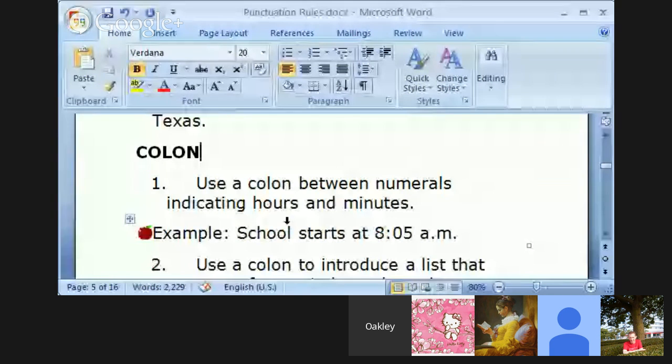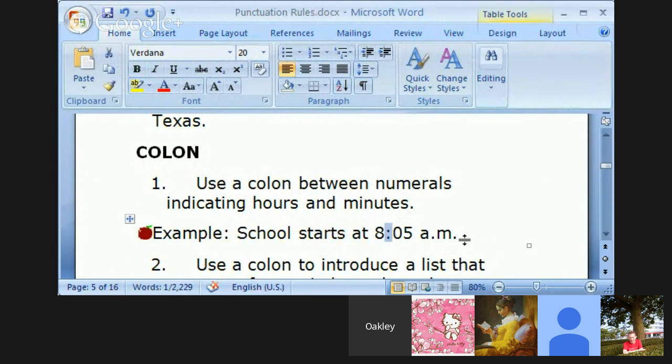Okay, well, all right, let's take a look at our first use. Quite simple. Colons, instead of a semicolon with a dot and a comma underneath, it's just a dot and a dot, vertical. All right, so that's a colon. That's what it looks like here. And we obviously use it to express a time, like this example. School starts at 8:05 a.m. All right, well, this is very common.